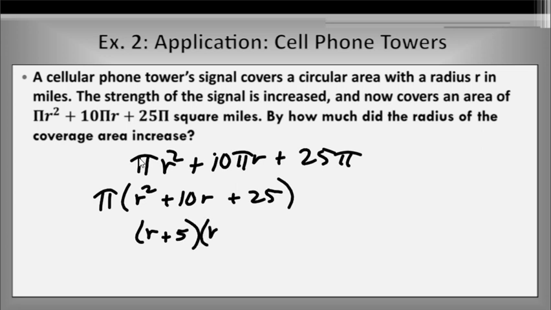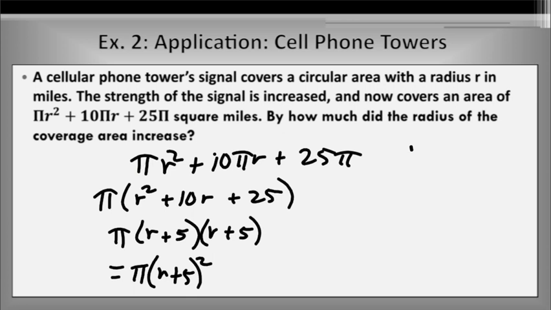And I know, in order to get this 10r here, I know that's r plus 5 again, because here's r times r is r squared. R times 5 is 5r. 5 times r is 5r, so that gives 5r plus 5r is 10r, and 5 times 5 is 25. And then we have our pi out here, so we would have pi times r plus 5 squared. So that's the area with the new radius.